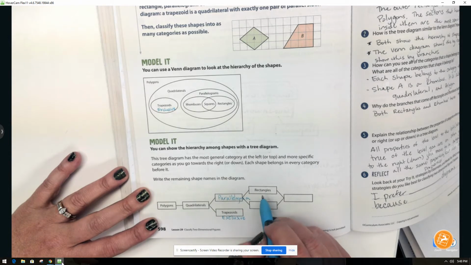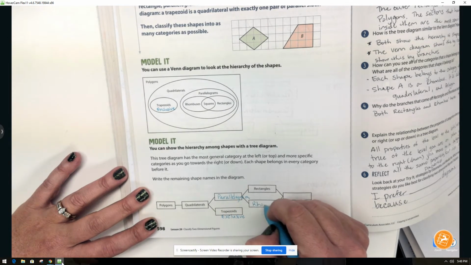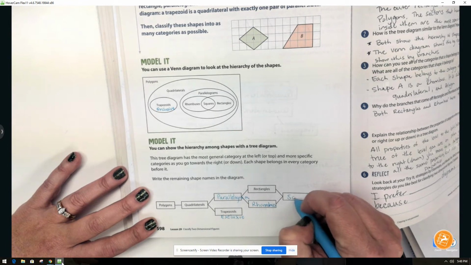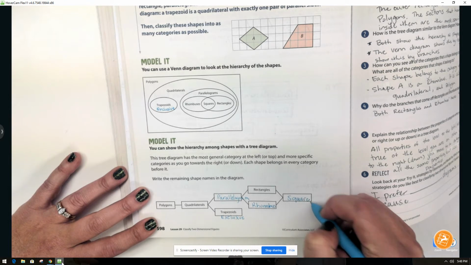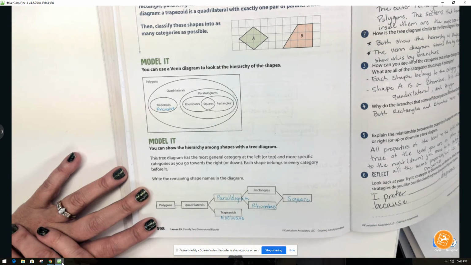We also have rectangles, so we know that this must be a rhombus because a rhombus can never be a rectangle. And then finally, the most specific shape that we talk about, other than maybe arguably the exclusive trapezoid, is the square, because the square has all of these attributes, except for the trapezoid, but it cannot be an exclusive trapezoid.